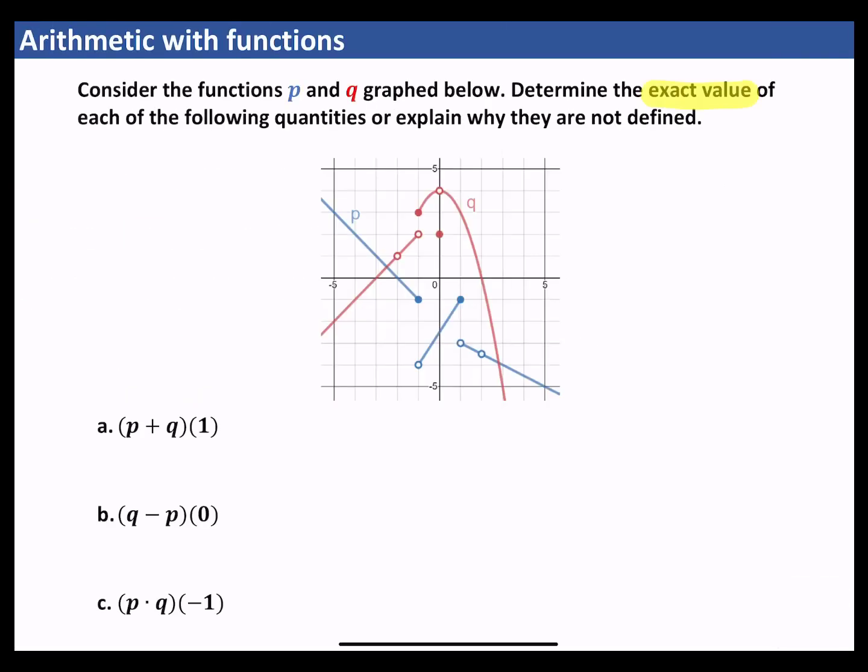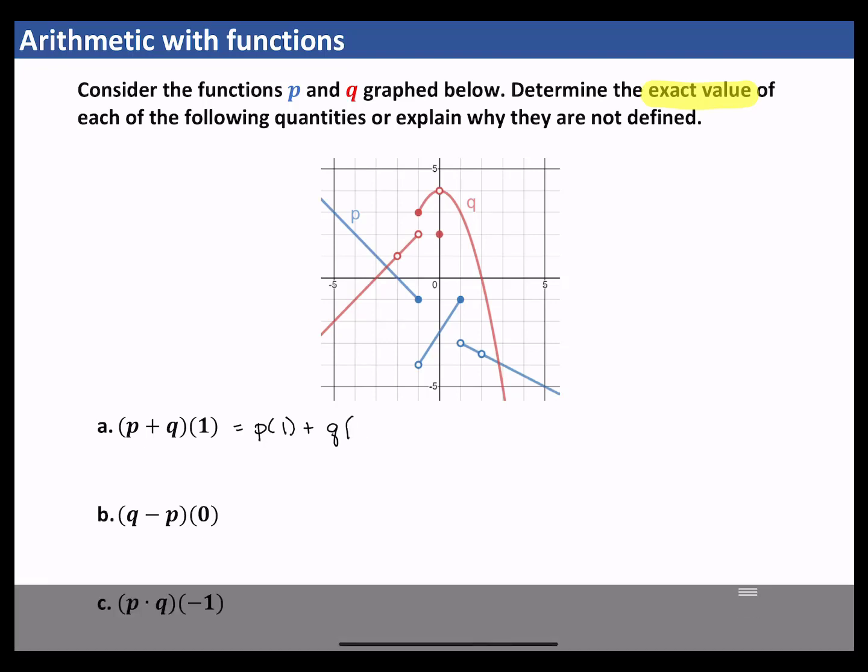Consider the function p in blue and q in red, graphed below. Determine the exact value of each of the following quantities or explain why they are not defined. So (p plus q)(1), we know that's going to equal p of 1 plus q of 1. And if we look at our graph, p of 1 is equal to negative 1. We choose that closed circle. And q of 1 is equal to 3. So our sum, (p plus q)(1), equals 2.